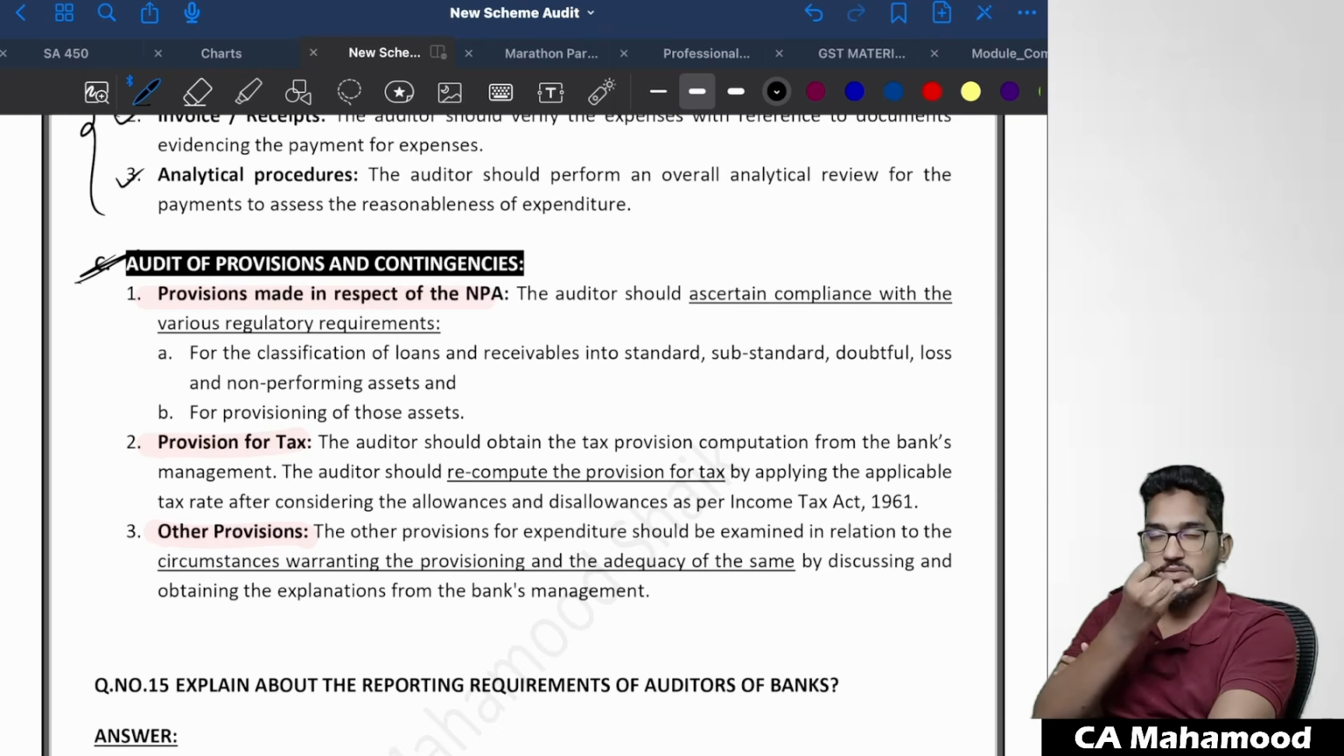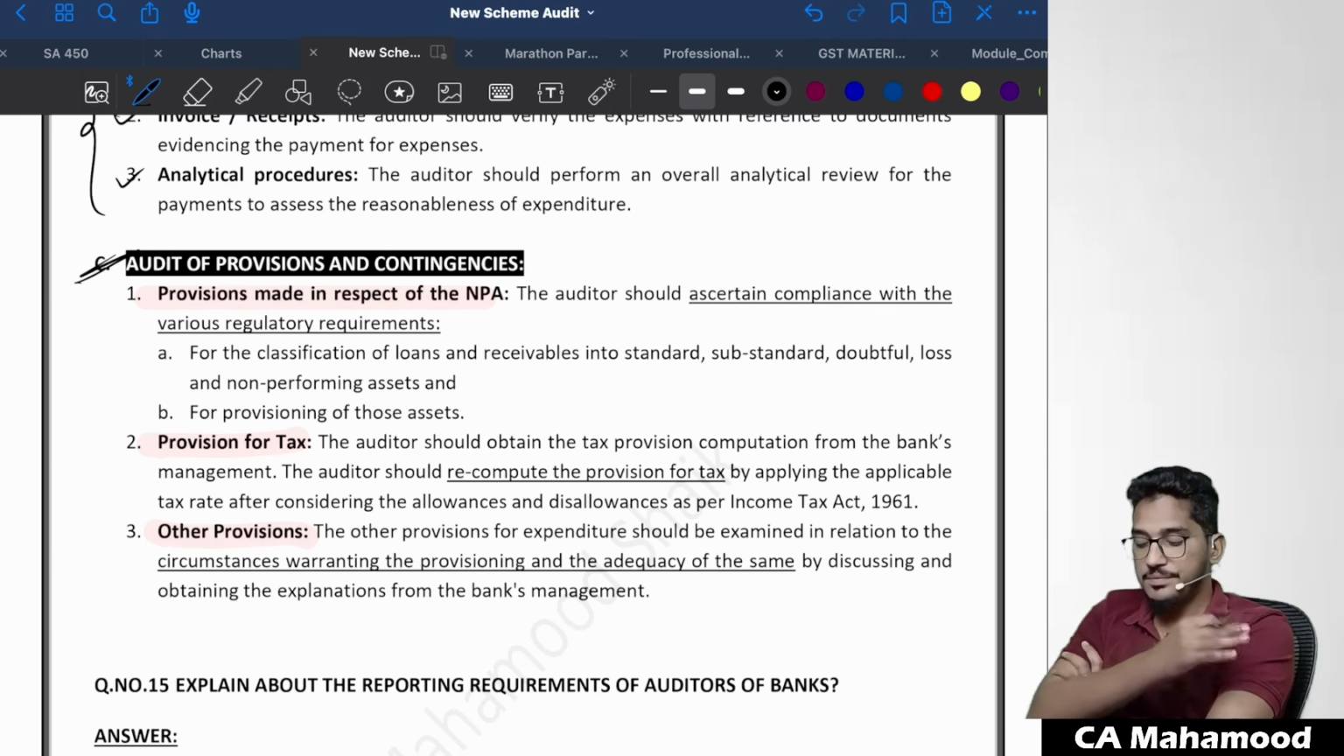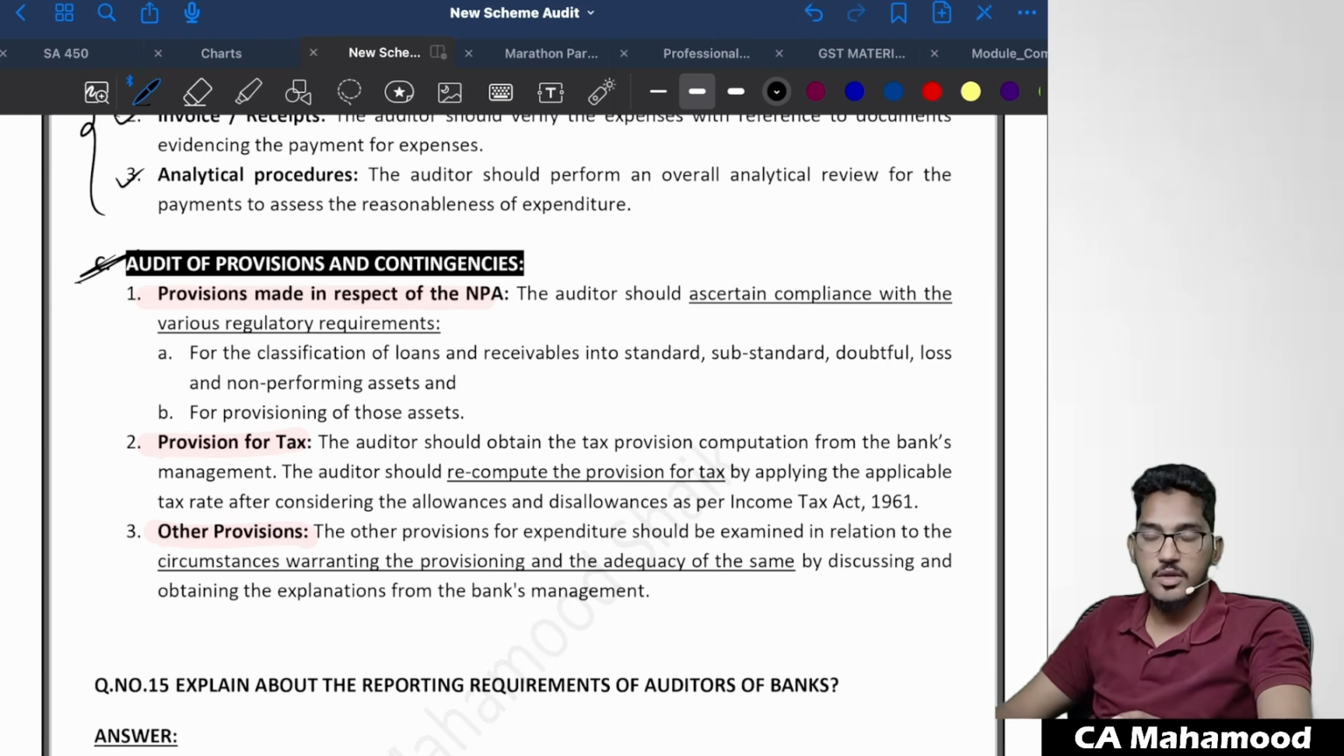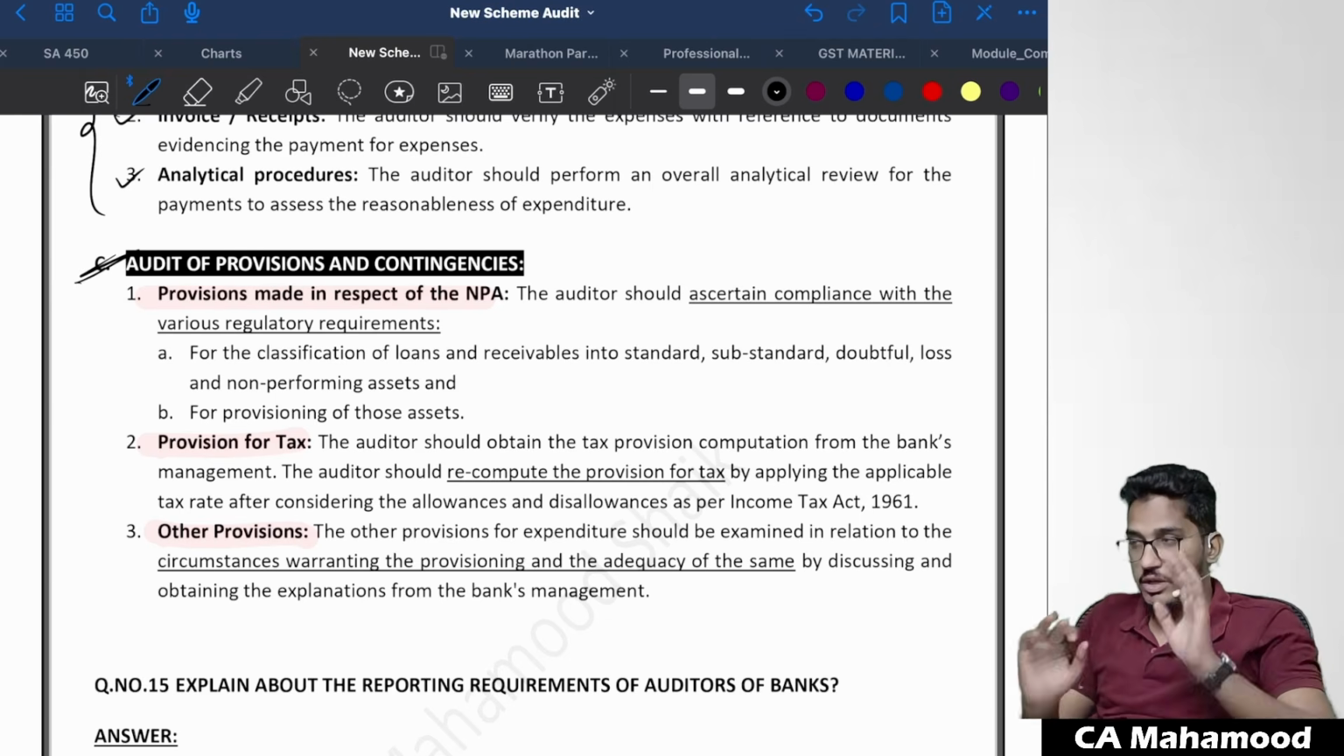So we have covered what things we need to check regarding interest expense, regarding operating expenses, and even regarding other provisions also. Till here, everybody comfortable? So now we will try to talk about reporting requirements.